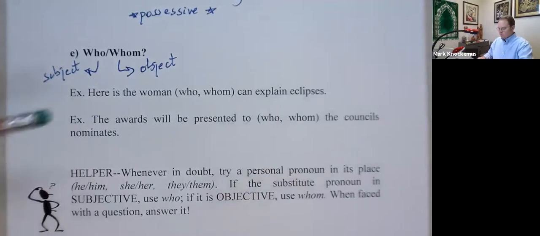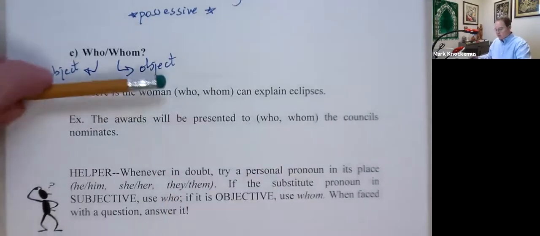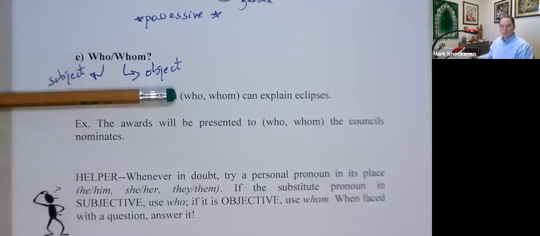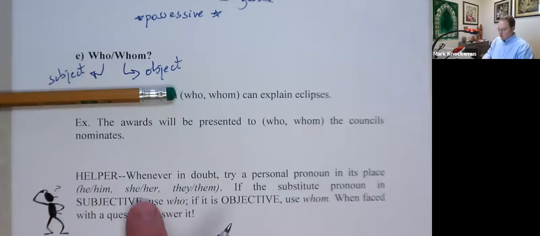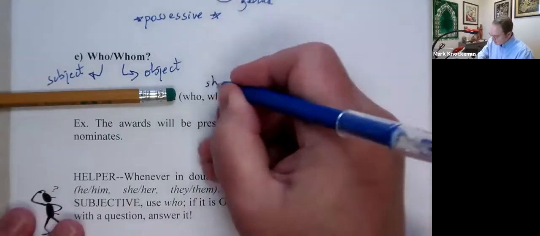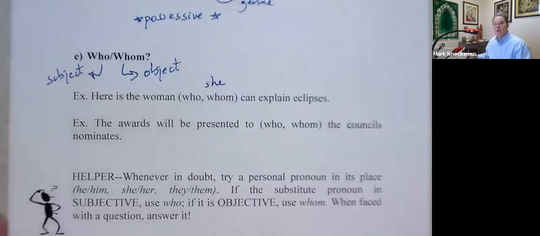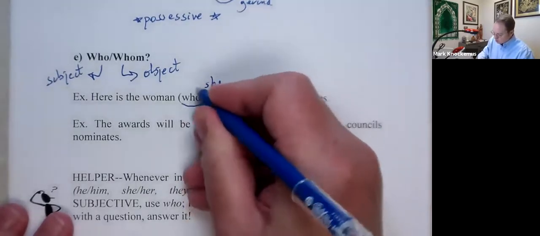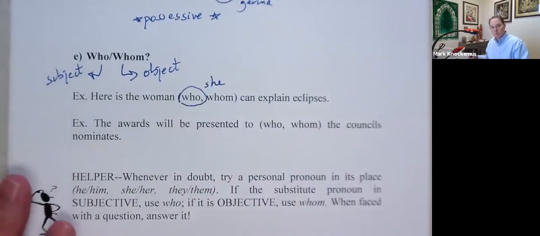Okay? So I have compound construction. I'm going to cover up. Okay? Now, I'm going to substitute. Can I say her can explain eclipses? No. Can I say she can explain eclipses? Yes. So she is a subject pronoun, so I would say who.